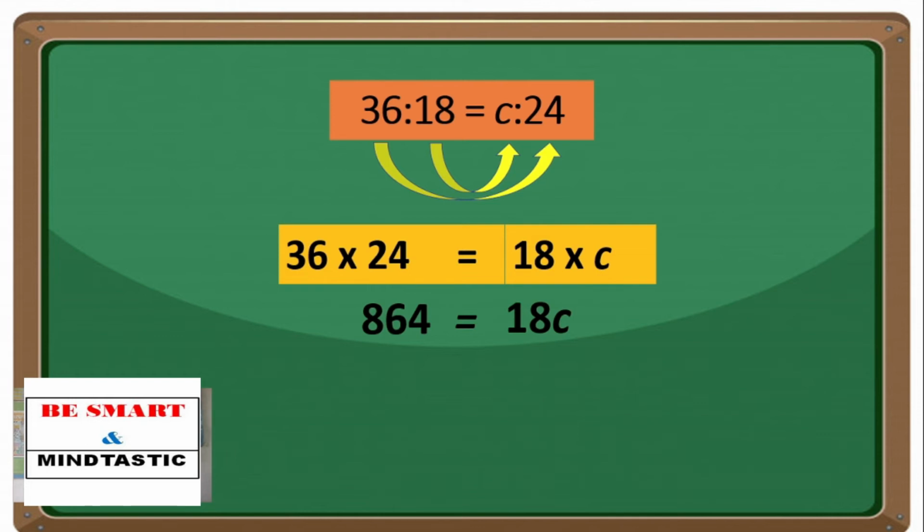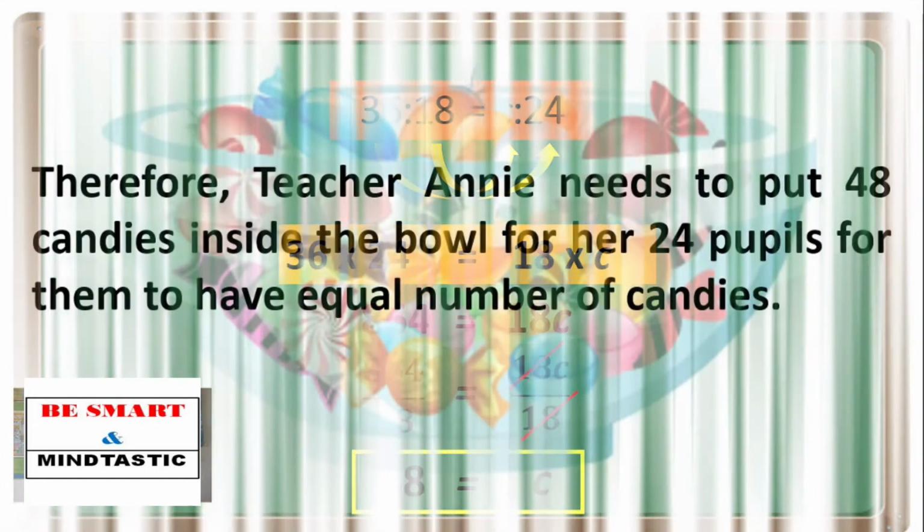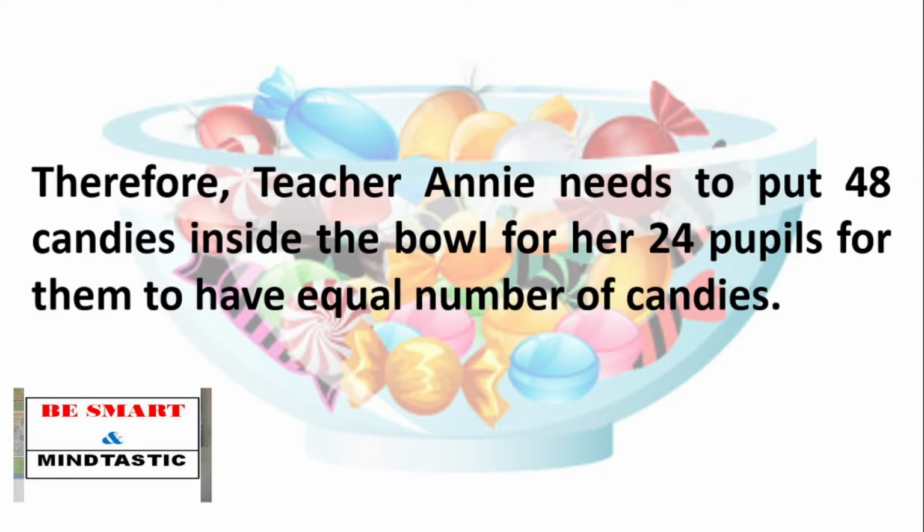Yes, Reynaldo. Okay, very good. We need to divide both sides by 18. Okay, so we have to divide both sides by 18 for us to get the value of C. So we have here 864 divided by 18 is equal to 48. And we need to cancel 18 here for us to find the value of C. And we have now the value of C is equal to 48. Okay. Therefore, teacher Annie needs to put 48 candies inside the bowl for her 24 pupils for them to have equal number of candies. Did you understand?